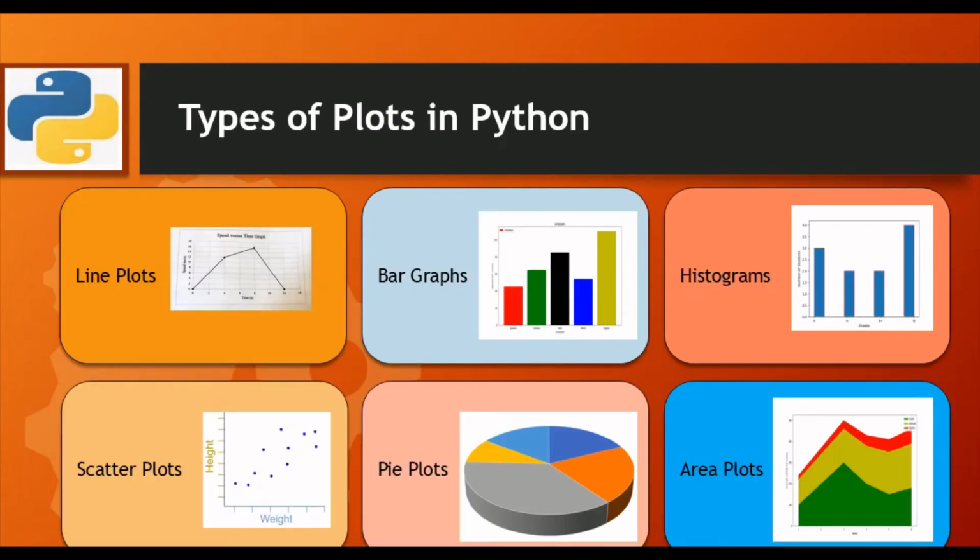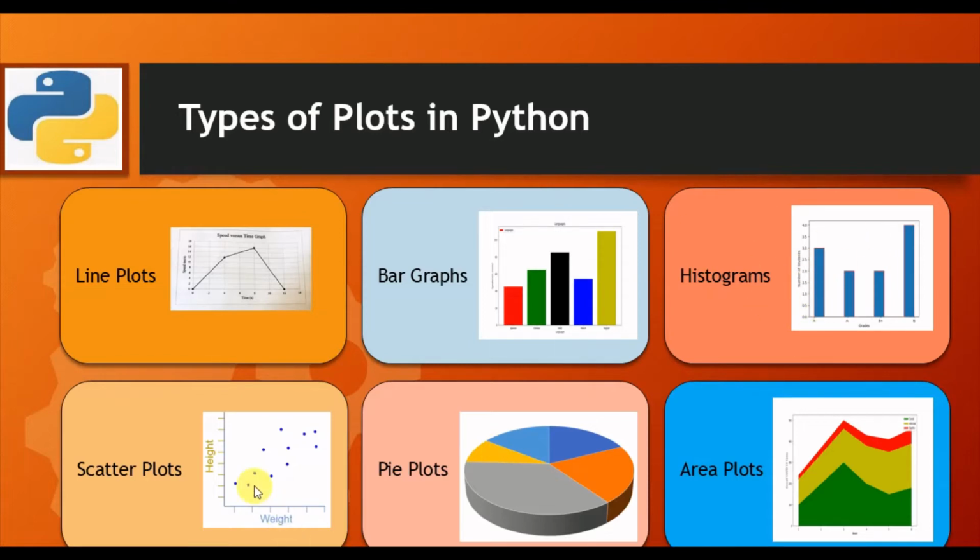In the given slide, the six different types of plots that are used in Python are shown. That is the line plots, which is the simple graph obtained between two axes, the x-axis and y-axis. Then comes the bar graphs, which is used to compare various variables. The third one is the histograms, which is used to show the frequency of certain variables.